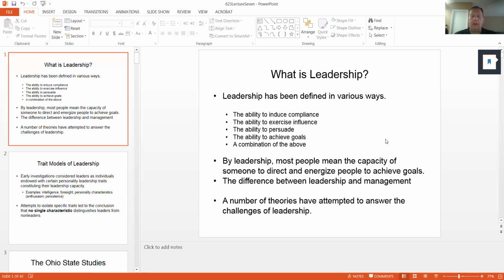There is, however, a difference that the literature makes between leadership and management. Management is tied to the allocation of resources. So when you are managing, you are by definition allocating resources throughout your organization or throughout some level of government. So management is tied to resources and the allocation thereof.